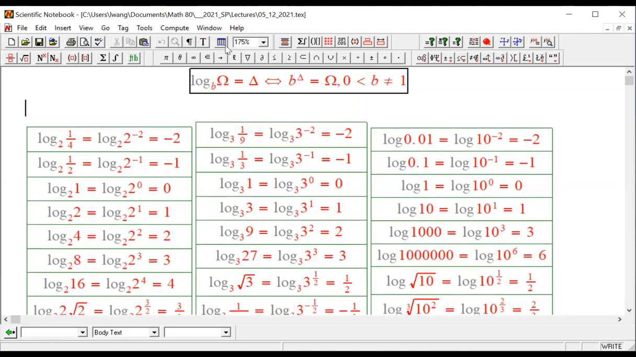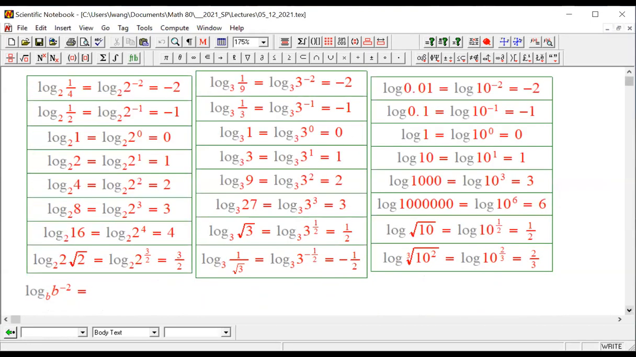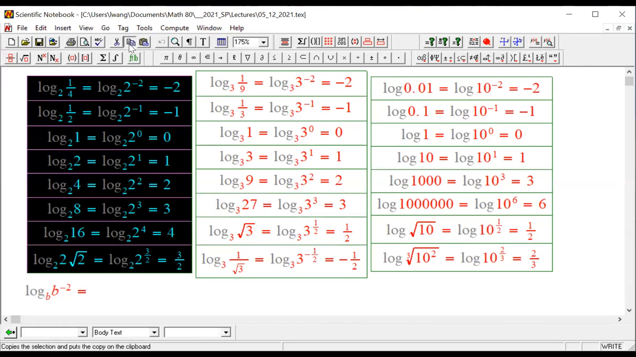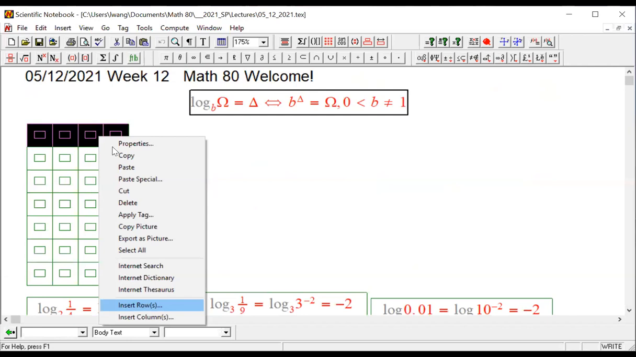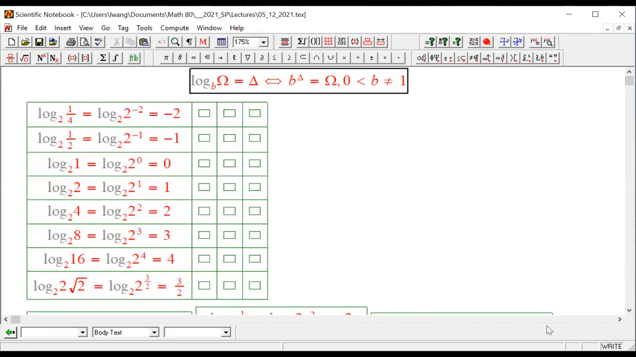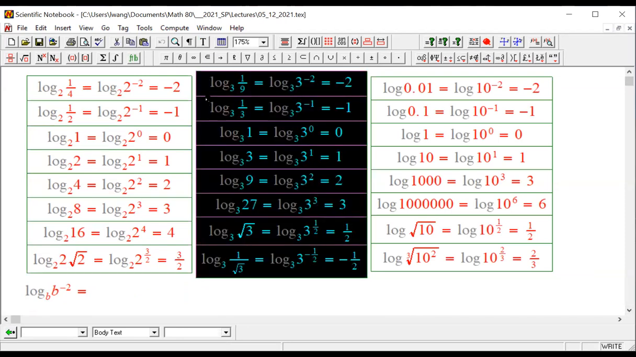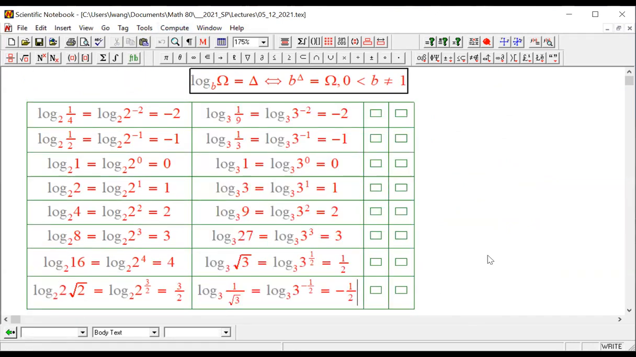Let me remake this table. I'm waiting for everybody to join. Okay, I'll make the fourth column. First column. One, two, three. I need one more row. Okay, so 8 rows, that's 1, that's 2, and that's number 3.